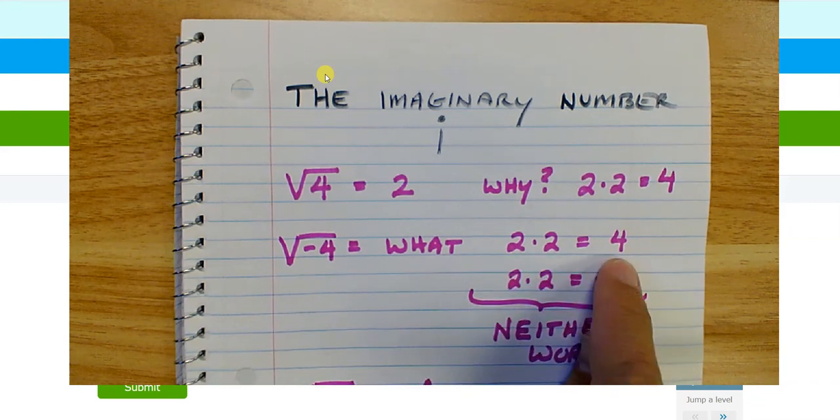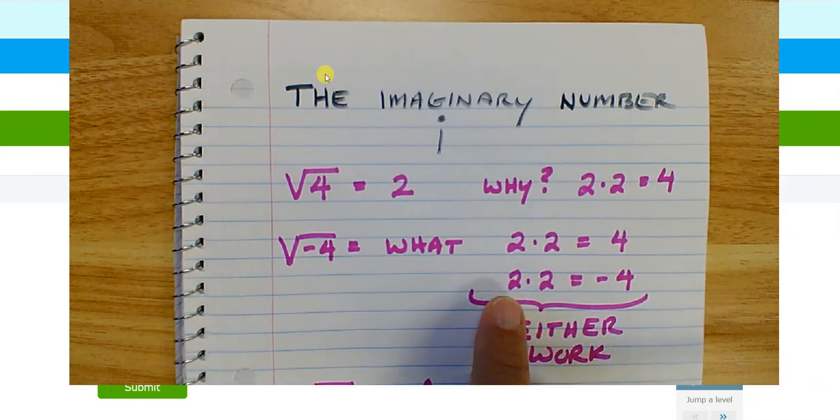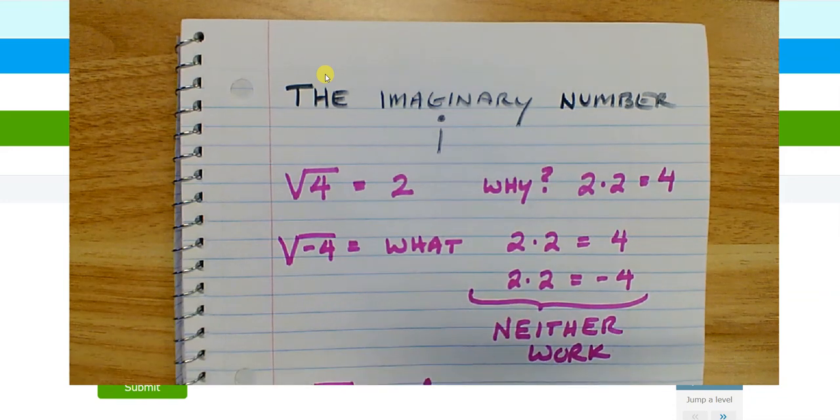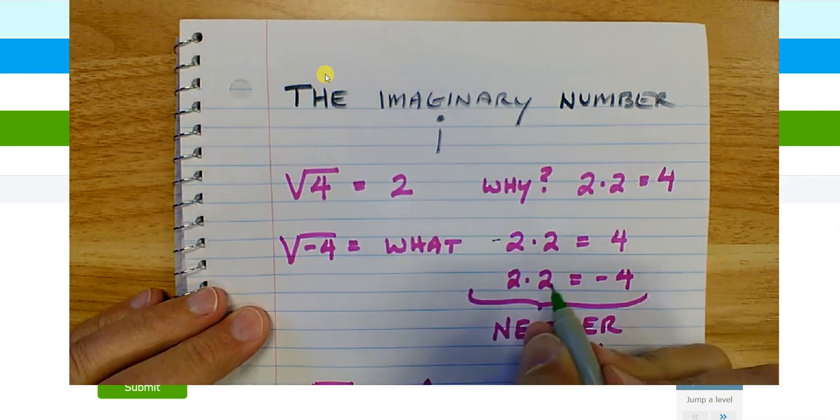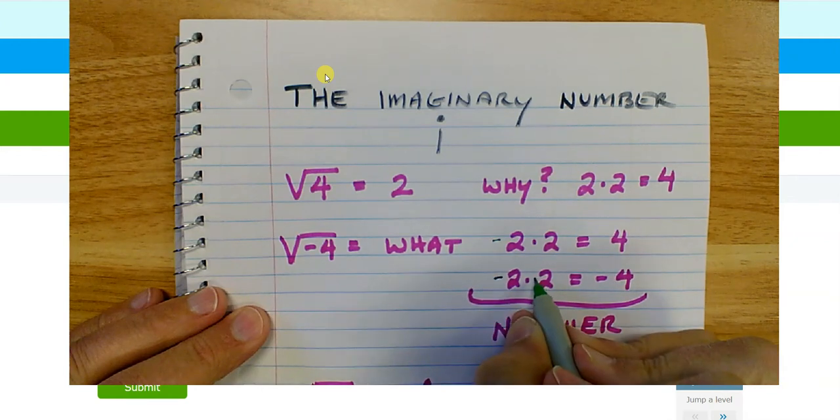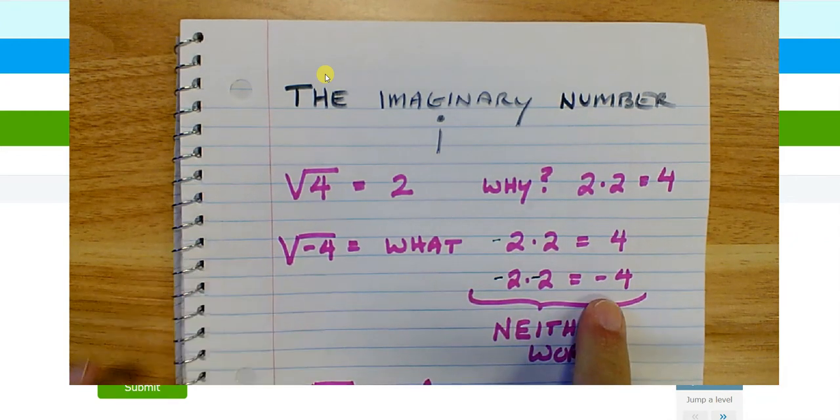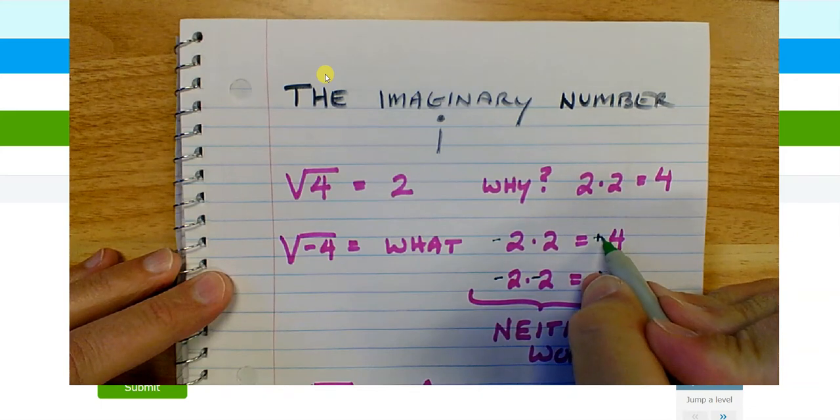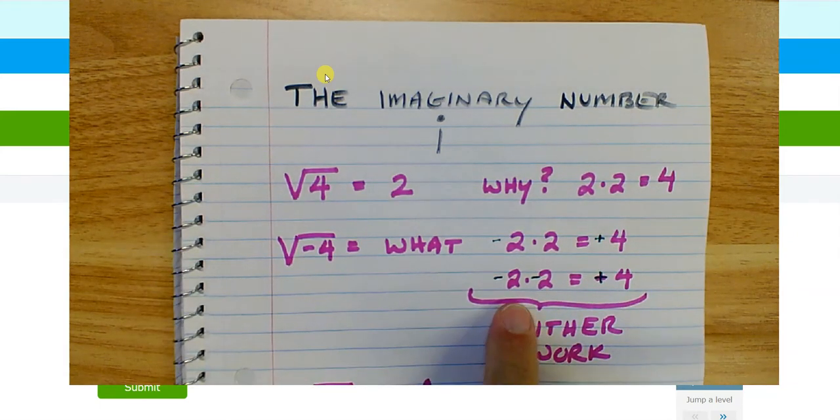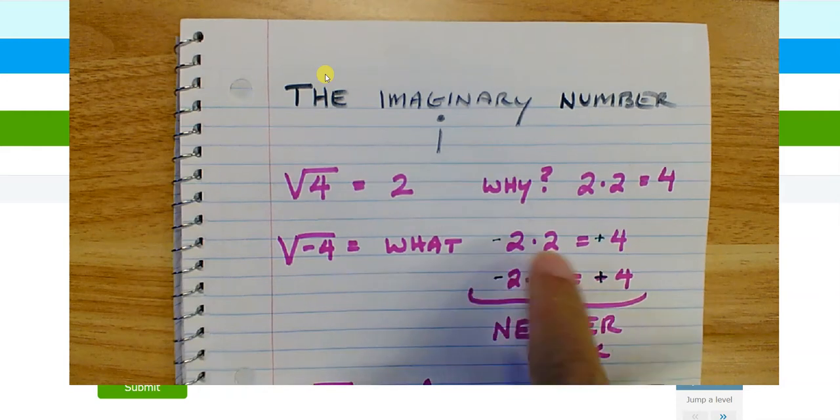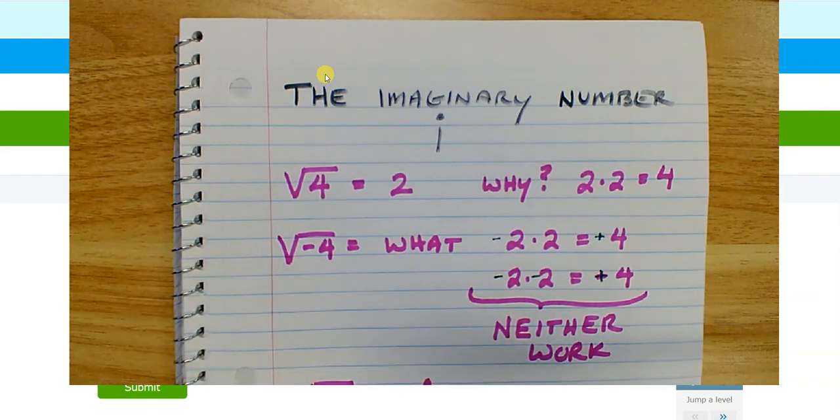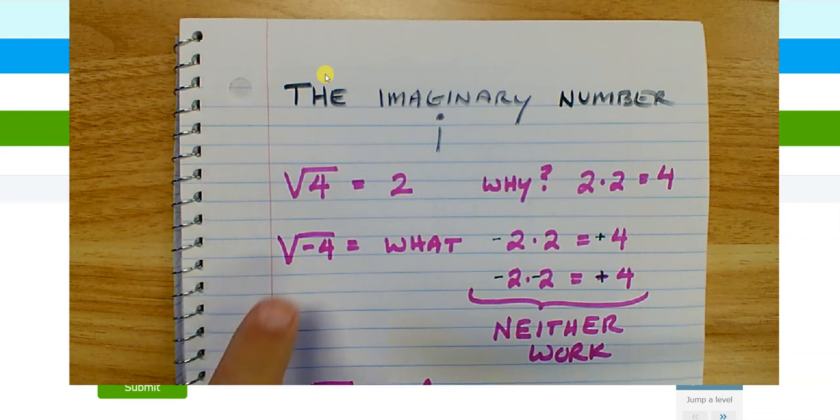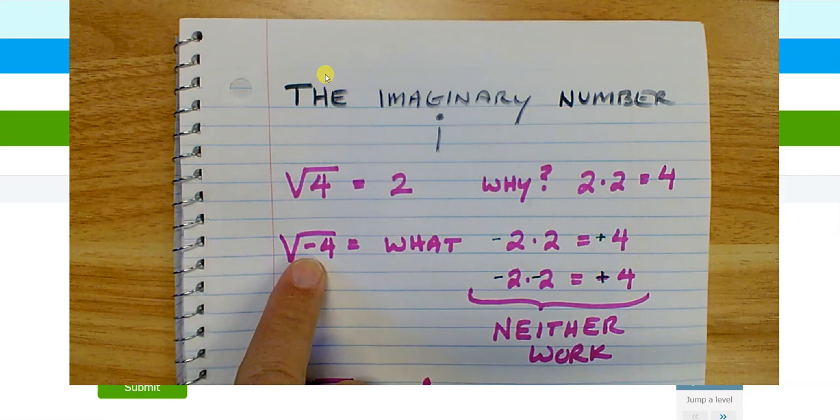Well, 2 times 2 equals 4, and negative 2 times negative 2 equals a positive 4. Right? So since negative 2 times negative 2 equals 4, and 2 times 2 equals 4, what would the square root of negative 4 be? There's no way to get there, right? There's not a number that when I square it would give me a negative 4.